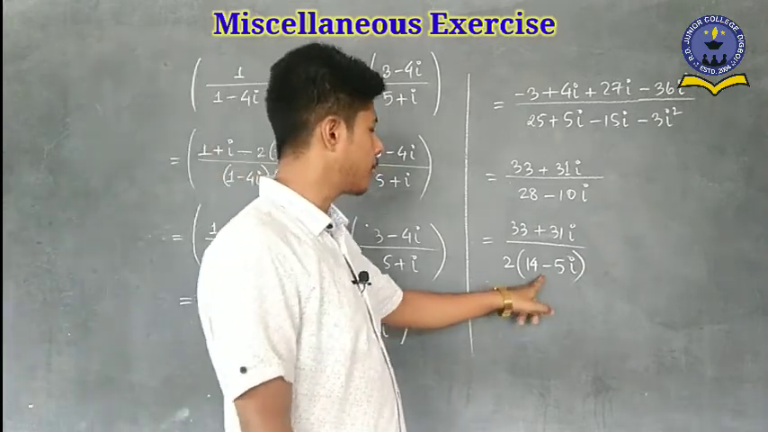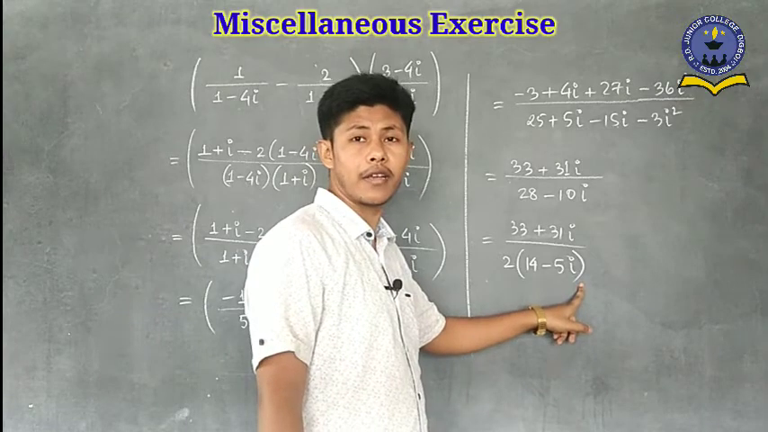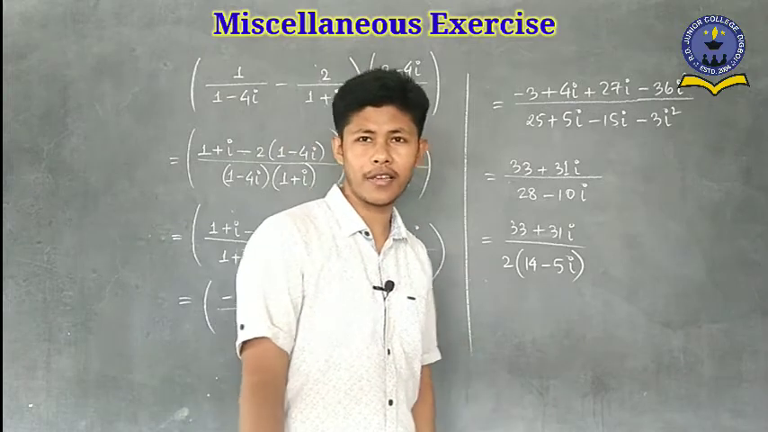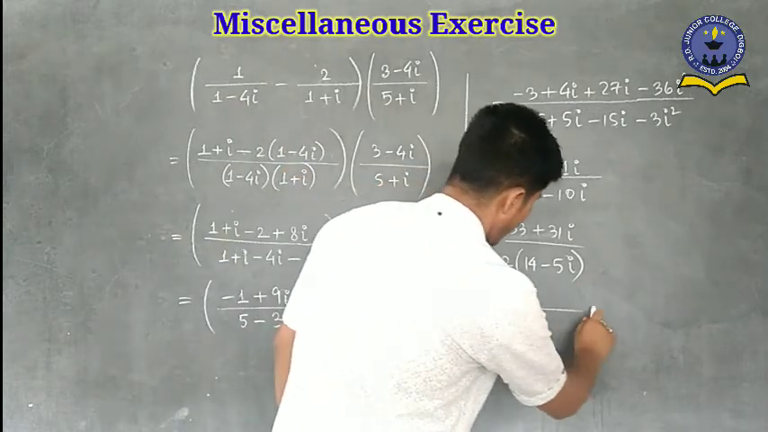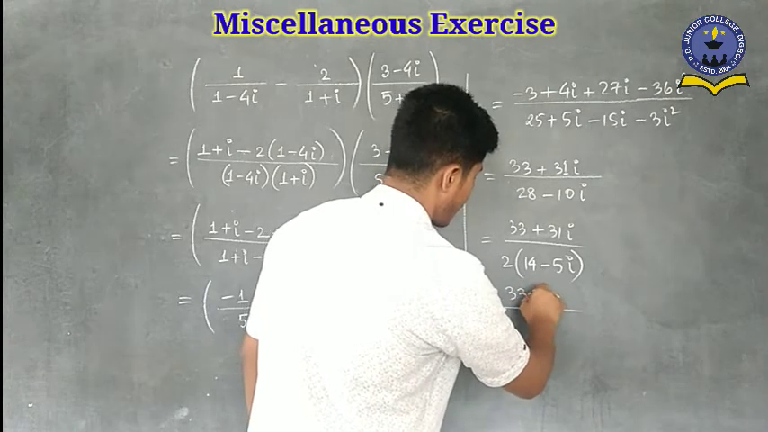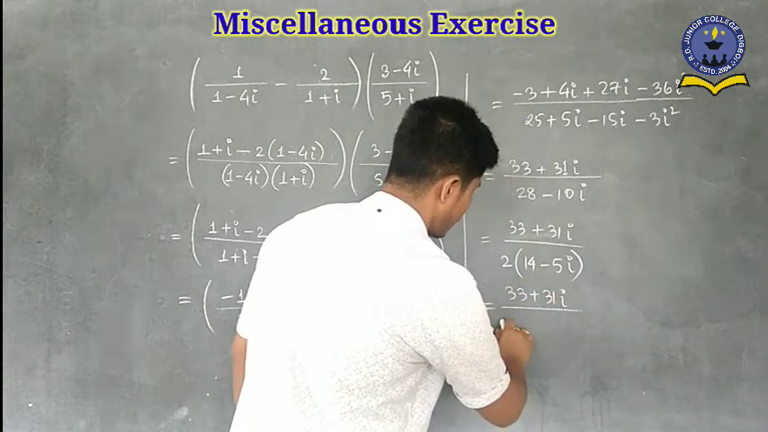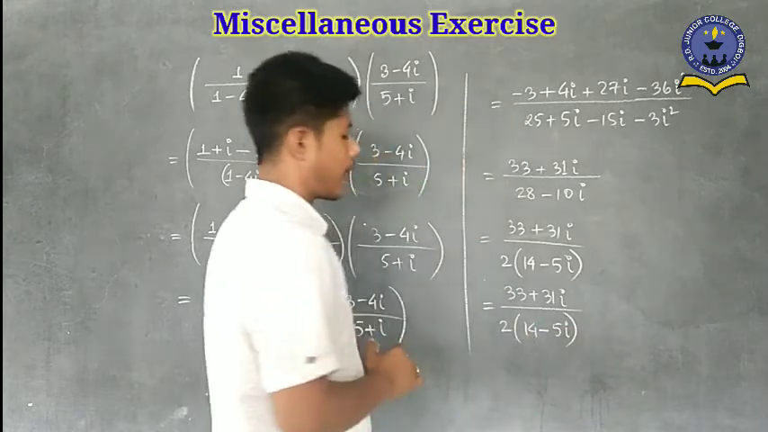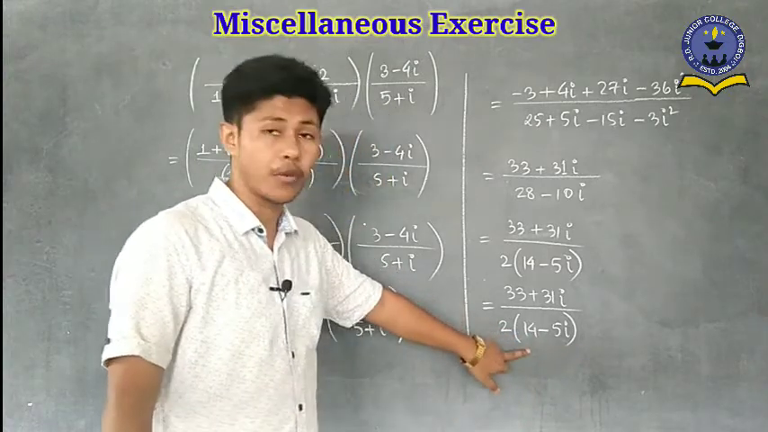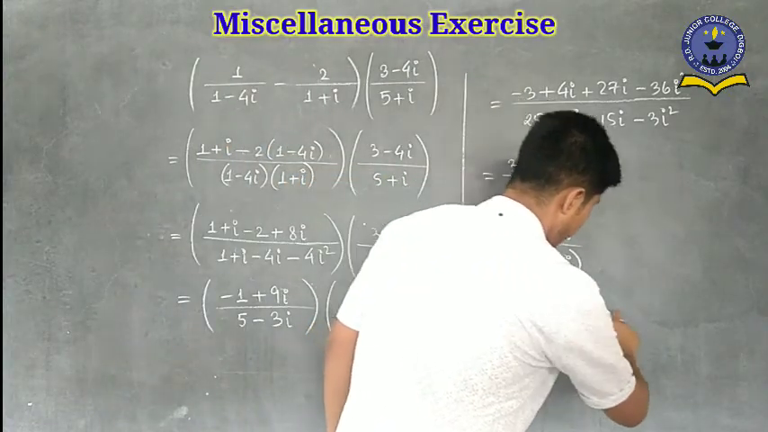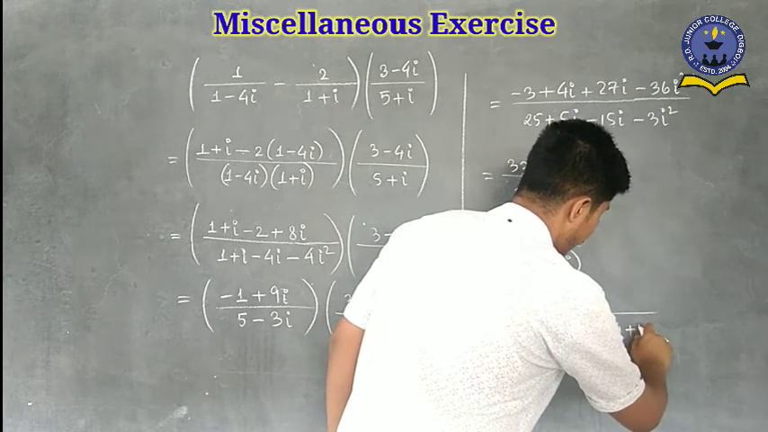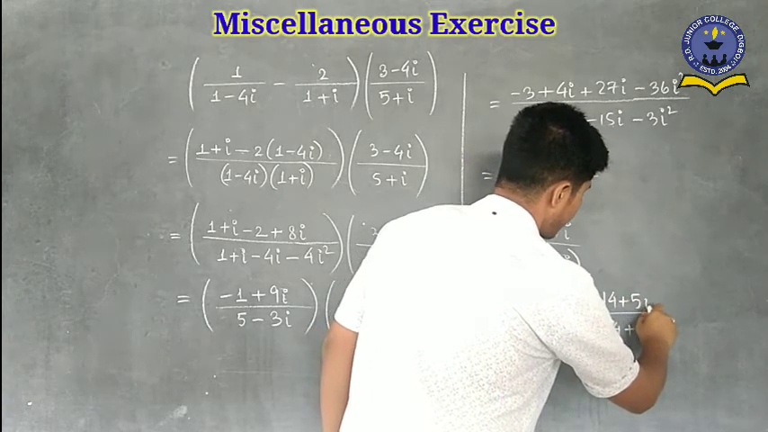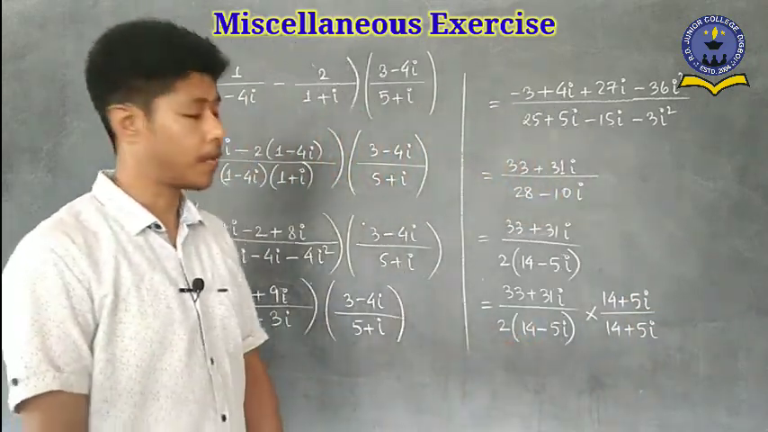Now again, if you see the denominator part here, 14 minus 5i is there. So we have to eliminate this i from here. So what you have to do? We have to multiply it by their conjugate, isn't it? So the numerator part remains the same: 33 plus 31i, and this one is 2, and here we write 14 minus 5i. And now we have to multiply it by the conjugate of this denominator. So the conjugate of this 14 minus 5i is what? We have to write 14 plus 5i. And to balance this result, here also we have to write 14 plus 5i. Is it clear? So we have to multiply these two.